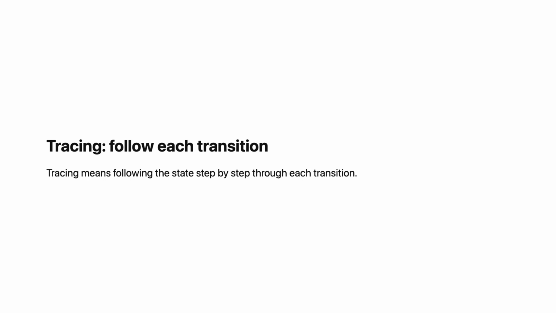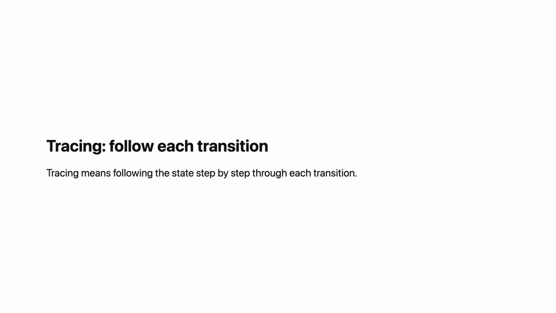This is not abstract, this is a concrete skill. When you debug a program, you are tracing state. When you reason about whether code is correct, you are tracing state in your mind. The ability to trace state, to follow transitions carefully and accurately, is one of the most important skills a programmer can have. Let us trace a simple program.